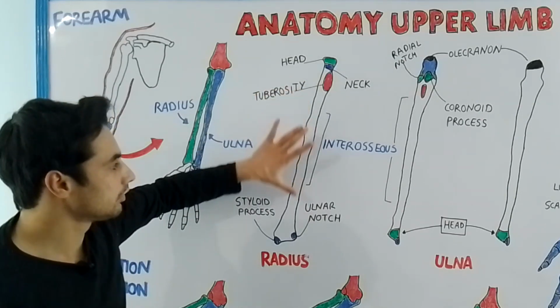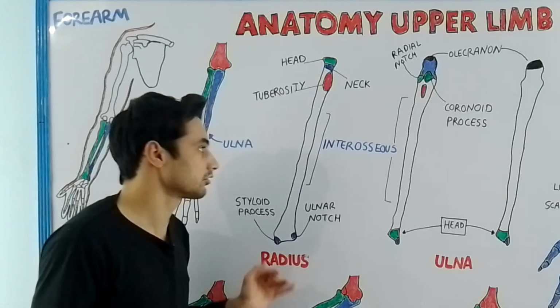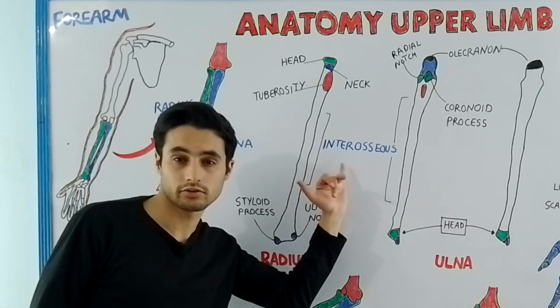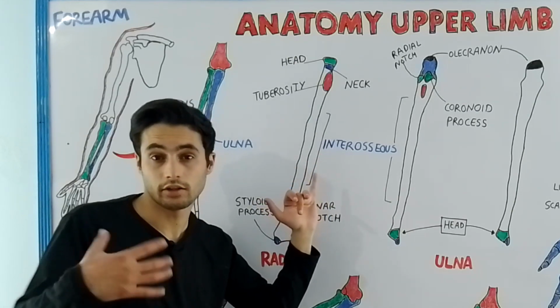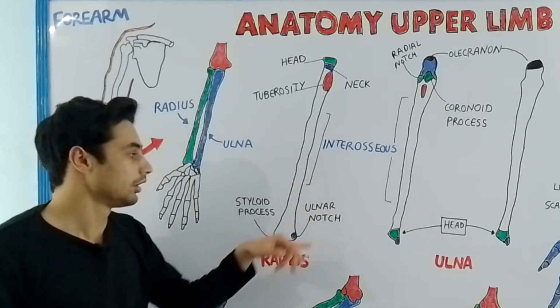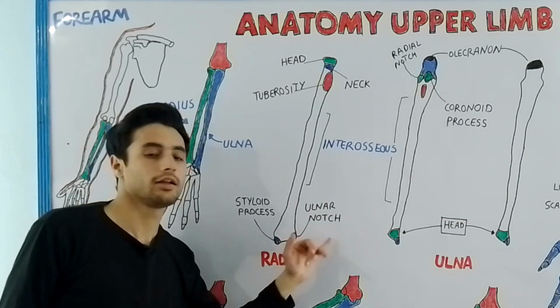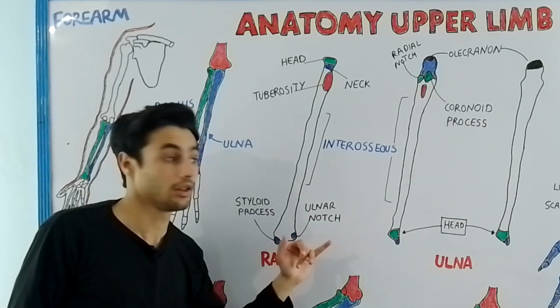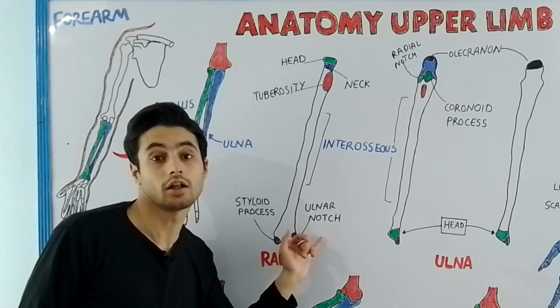Now, have a look at the body or the shaft. On the medial side of this radius bone we have the interosseous border. This interosseous border will contain the interosseous membrane. The distal extremity consists of the styloid process and the ulnar notch. This ulnar notch will articulate with the head of the ulnar bone.